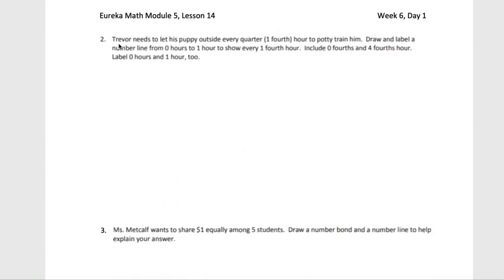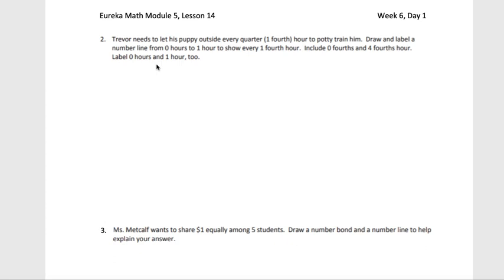Now, when you get to questions 2 and 3, this is where you can reference back to example problem 2 from our new learning about 2 or 3 pages prior. Number 2 says, Trevor needs to let his puppy outside every quarter or 1/4 hour to potty train him. Draw and label a number line from 0 hours to 1 hour to show every 1/4 hour. Include 0/4 and 4/4 hour. Label 0 hours and 1 hour too.